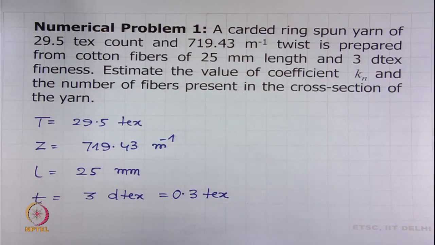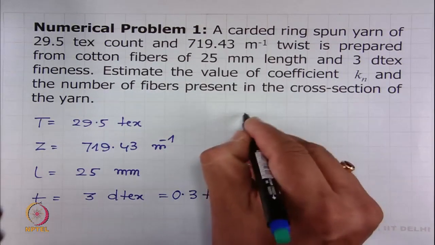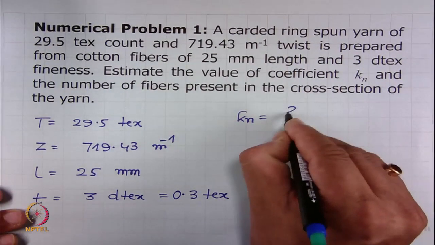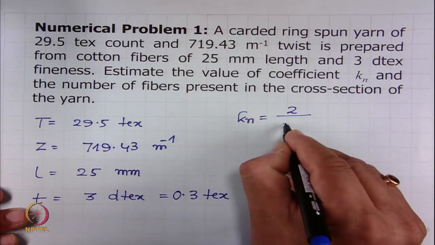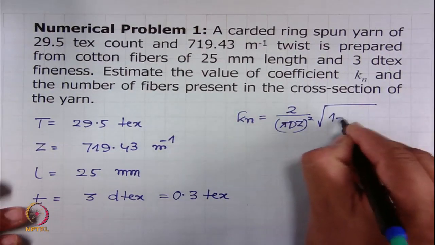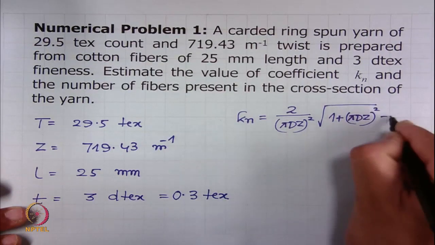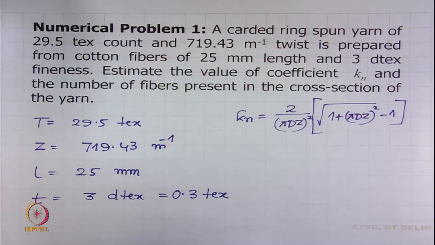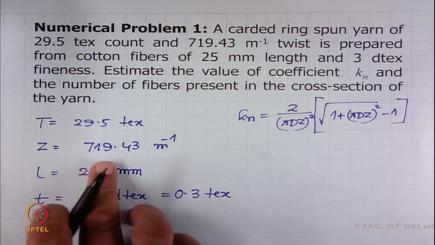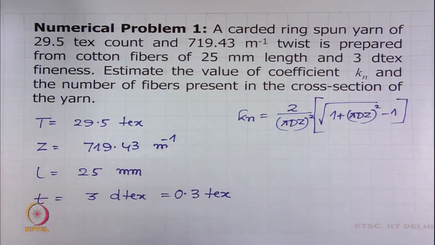How will you solve this problem? Now, what is coefficient k n? We have learned using the helical model, the coefficient k n is 2 by pi d z square, square root 1 plus pi d z square minus 1. This is your coefficient k n. In order to find out coefficient k n, you have to determine d and you have to determine z. Z is given, 719.43. So, simply you have to determine d, yarn diameter.